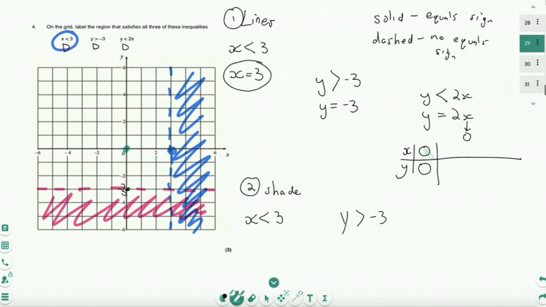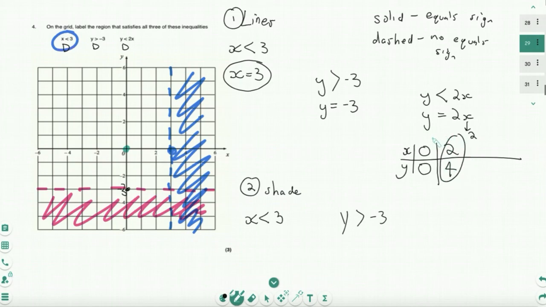So I'm going to choose another value for x. Let's say x is 2, okay? So what I'm going to do is replace x with 2. Simple as that. X is 2, so just replace x with 2 here. So 2x means 2 times x, so we're going to do 2 times 2, which will give us our y value. So 2 times 2 is 4, so y equals 4.